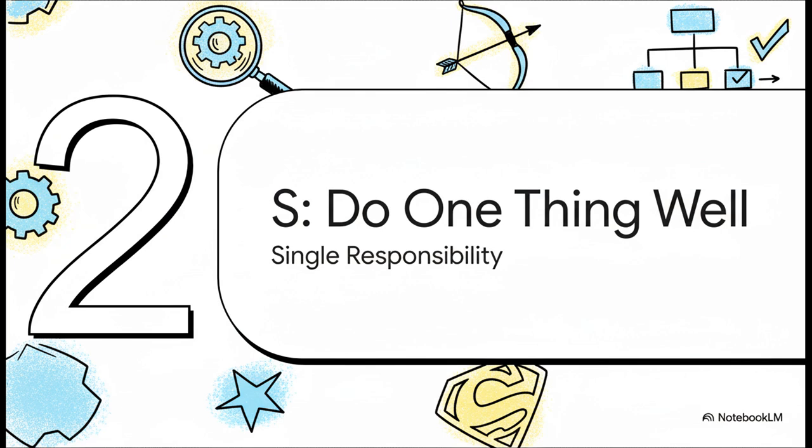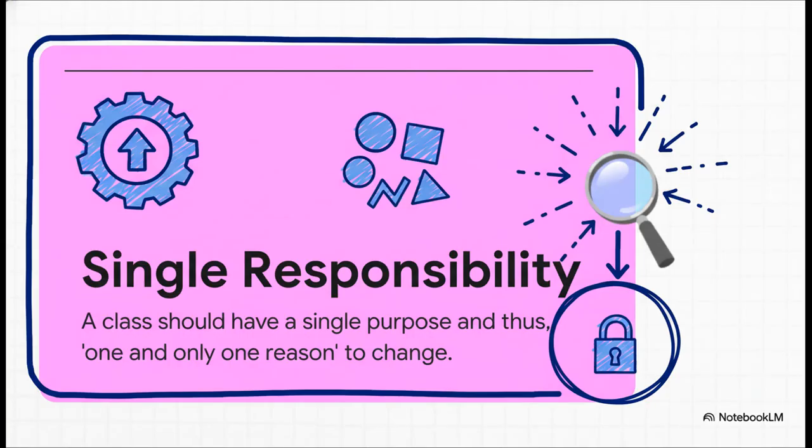All right, let's kick things off with the S. This stands for the single responsibility principle, and really, this one is all about focus. The core idea here is actually pretty simple. It says that a class, or a module, should have one and only one reason to change. That's the key. If you find yourself changing a class for multiple different reasons, you're probably violating this principle.